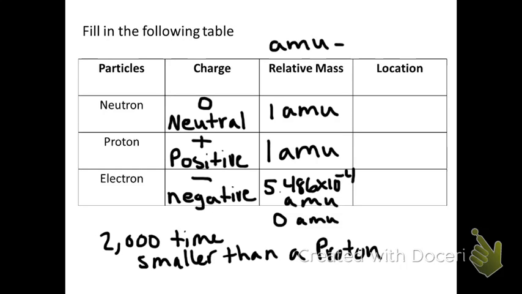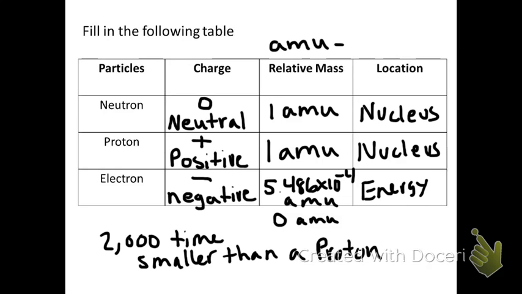So again, an electron is about 2,000 times smaller than a proton. Very, very small these electrons are. Whereas neutrons and protons are roughly the same size. Okay, where do we find neutrons? Well, as we discussed before, they're found in the nucleus of atoms. Protons are also found in the nucleus of atoms. And electrons, again, are found in energy shells.